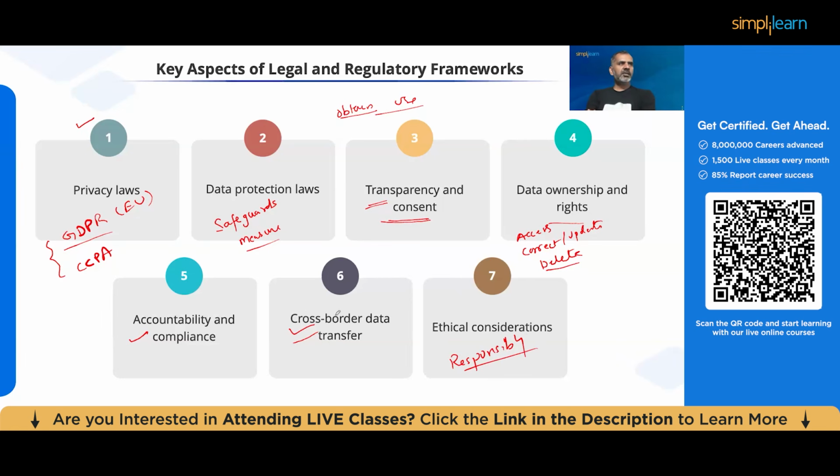So the major key aspects of any legal or regulatory framework are these seven, where we talk about privacy law, data protection law, transparency and consent framework, data ownership law, accountability and compliances law, cross-border data sharing law, and finally some ethical considerations regarding fairness, bias, and discrimination.